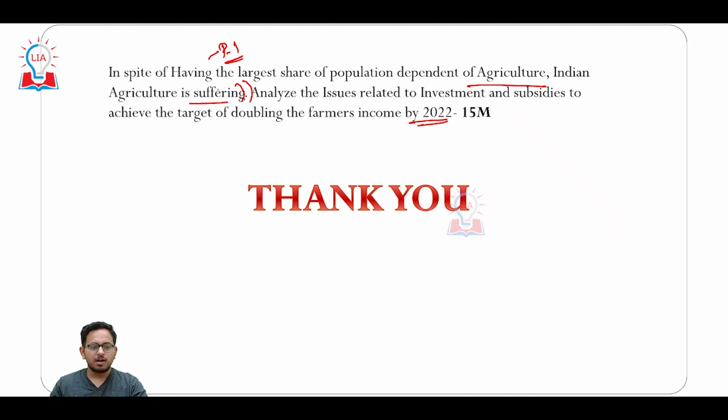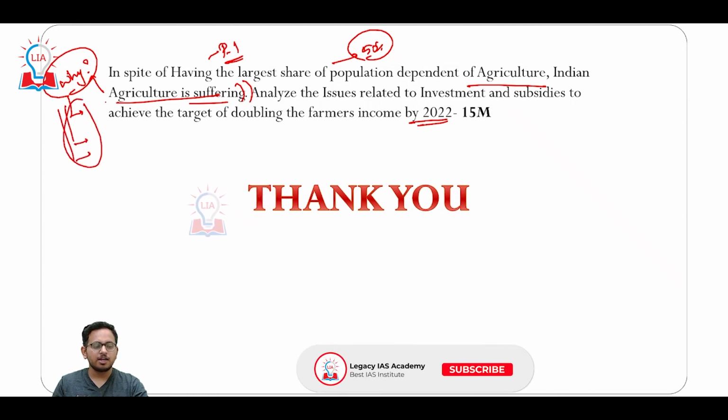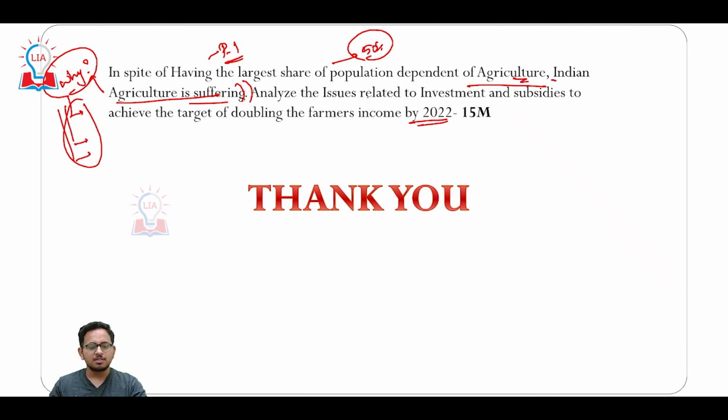The first part, in spite of having the largest share of India's population, that is around 50% of India's population, Indian agriculture is suffering. Why is it suffering? Substantiate with data. Subinfeudation of land, over-exploitation of resources, and also agricultural marketing. We have discussed why Indian agriculture is suffering. Analyze the issues related to investment and subsidies. Bring out the contrast between investment and subsidies.